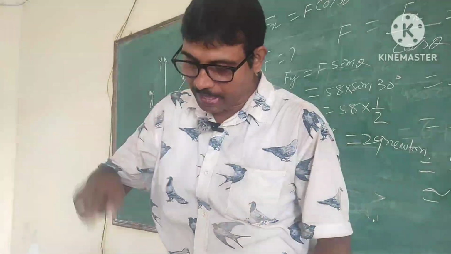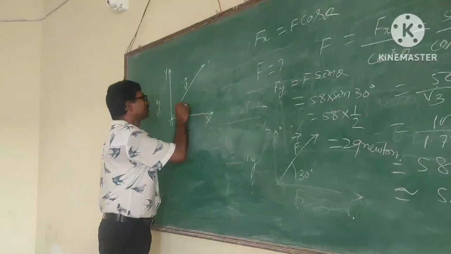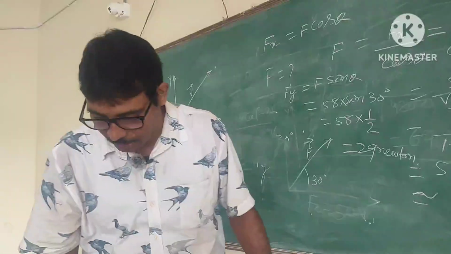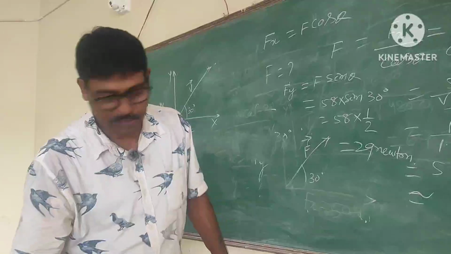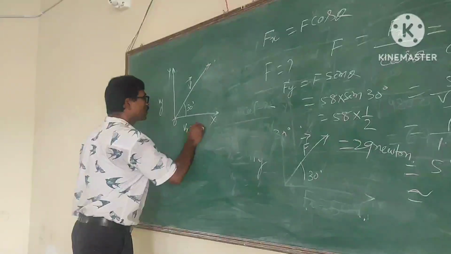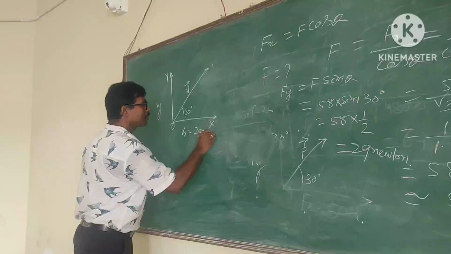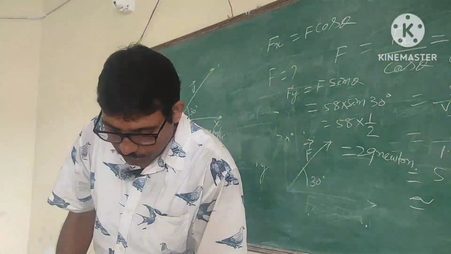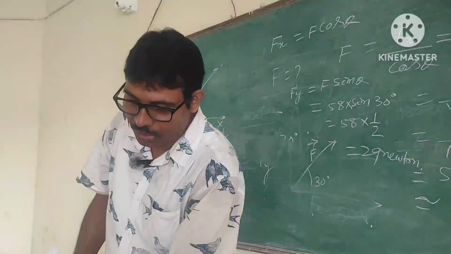An aeroplane takes off at an angle of 30 degree to the horizontal. If the component of its velocity along the horizontal is 250 kilometer per hour, it is given, then what is the actual velocity? Find the vertical component of the velocity.